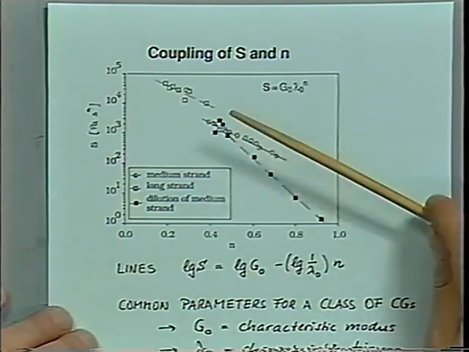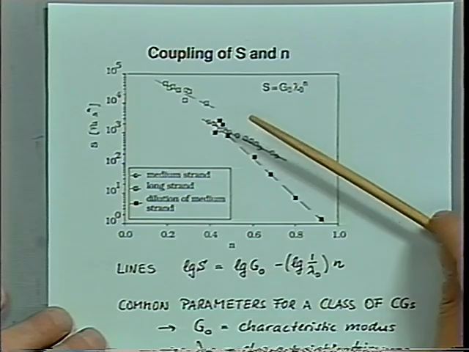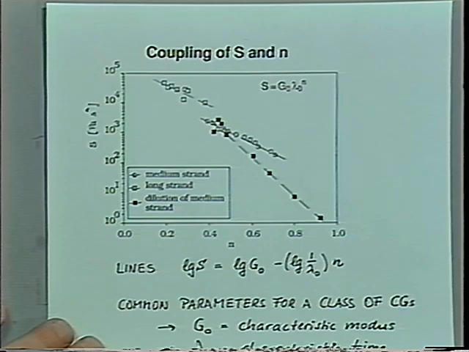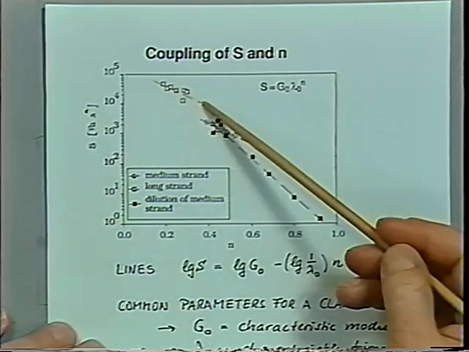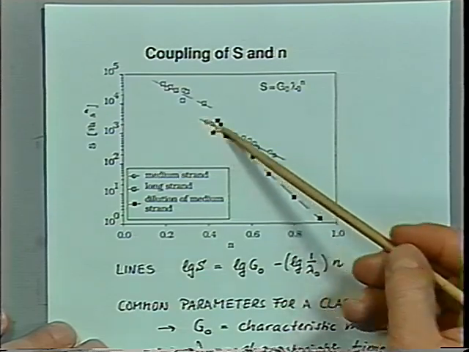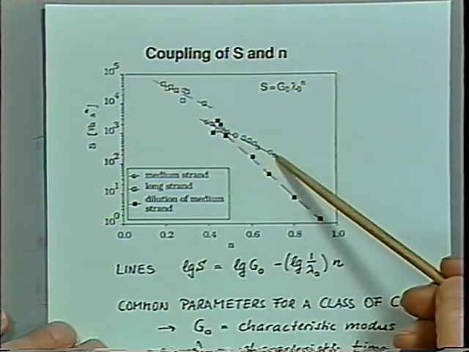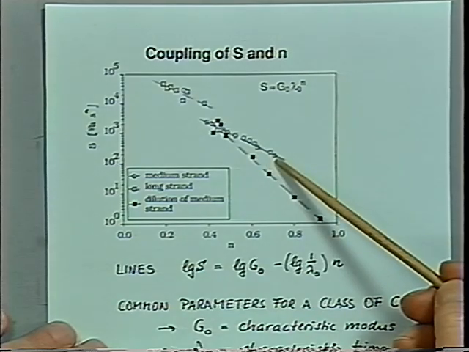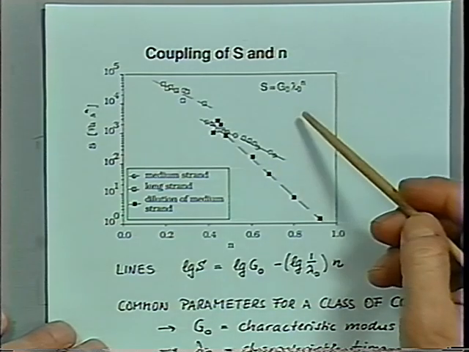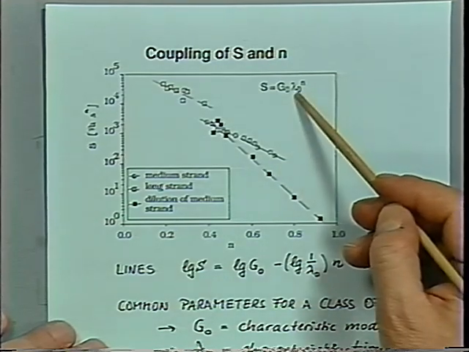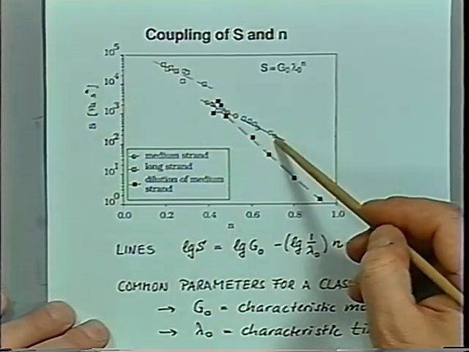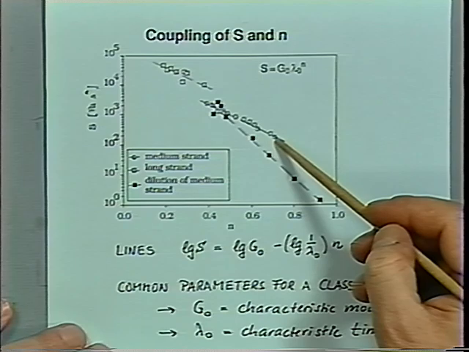And he found a straight line in here. And for the medium strand, he found also a straight line. Somehow, all samples for one group of material are connected by this straight line, which is characterized by a slope given by the characteristic time and a front factor G0. So just two constants describe whole groups of gels.